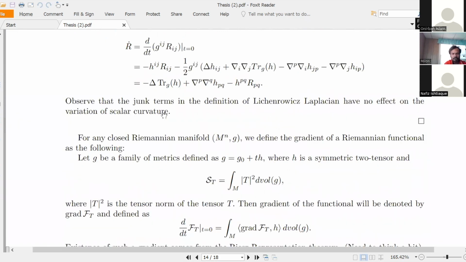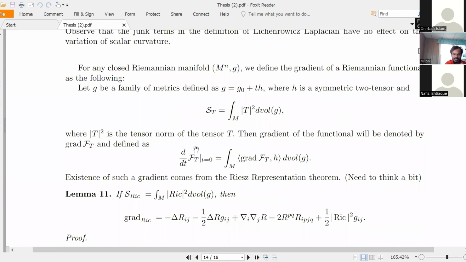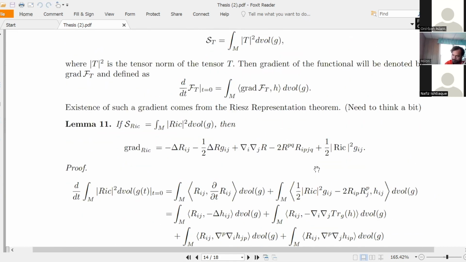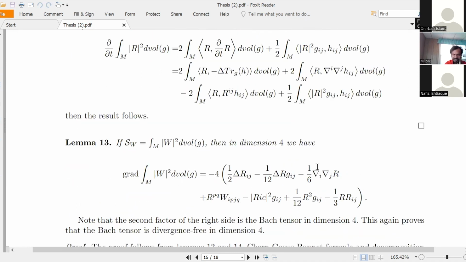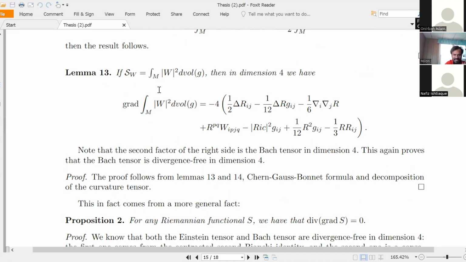And I defined a thing called the gradient. This is the definition of gradient. You define your action, and if you take the time derivative and evaluate at zero, then whatever function you have here is called the gradient. It's just the definition. Then again, you prove a couple of lemmas, just calculation. And after that, you find the gradient of the Weyl action is this nasty expression, just the Laplacian, this double gradient, some other crazy junk term.